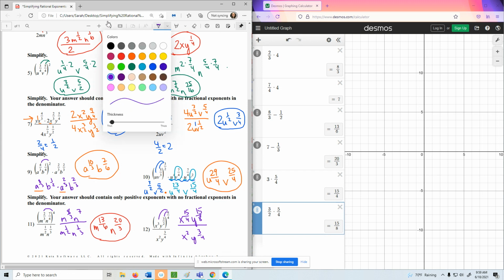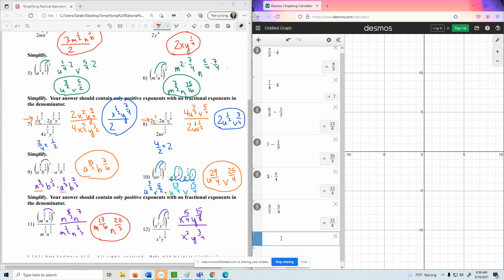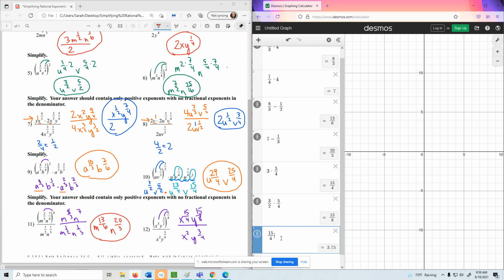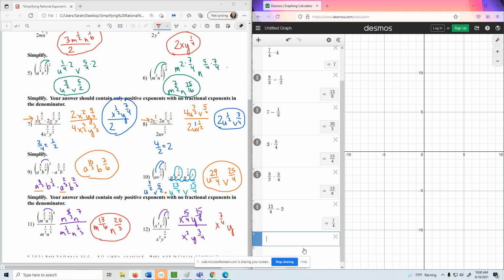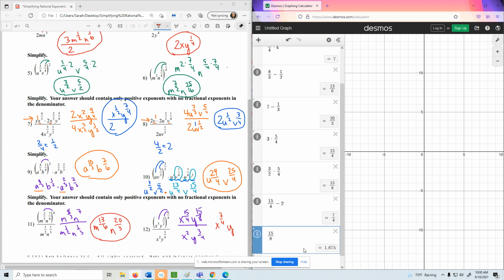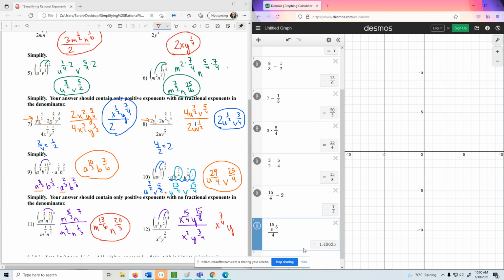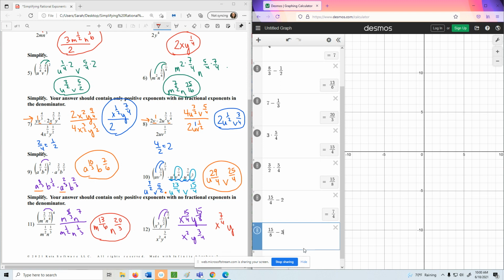Haven't messed with the denominator yet, so let's just bring it along for the ride. Okay, and then to finish this off, top exponent minus bottom exponent. So x is 15 over 4 minus 2 is 7 over 4. And y, 15 over 8 minus 3 over 4 as a fraction is 9 over 8.